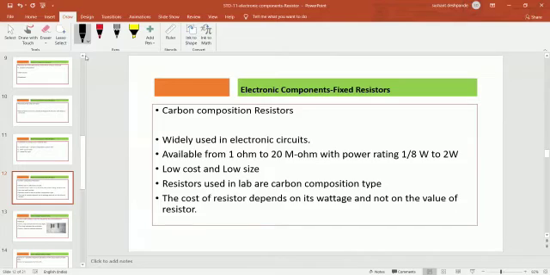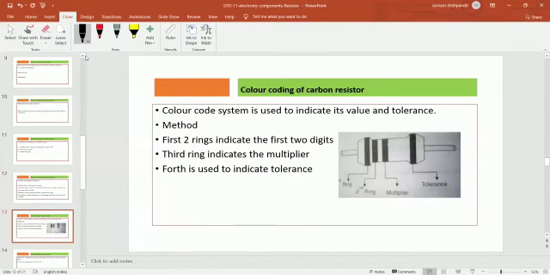Right? Now let's see the color coding of carbon resistors. The uniqueness of a carbon resistor is color coding. The value is not written anywhere because the size is small, and that's why a unique method is used, which is called color coding. There are rings, there are bands, and depending on that color code we can decide the value.